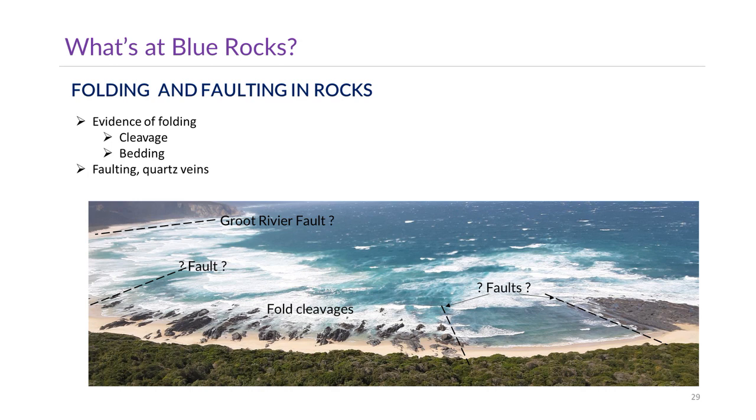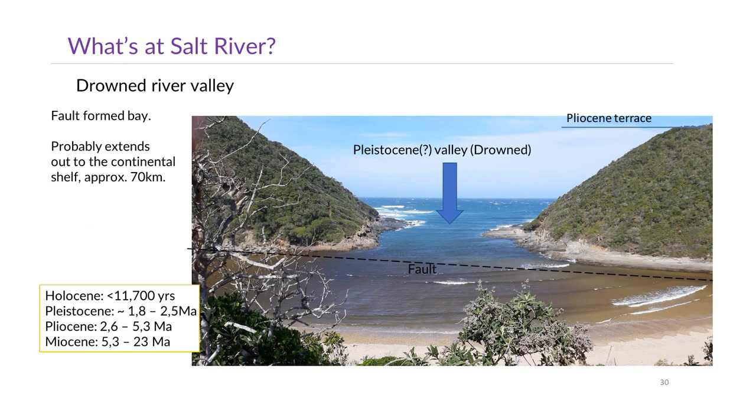And why do the rocks stop there and they don't go all the way along the beach? Or maybe there's another fault there. And then what's at Salt River? This really only came to me fairly recently, that in the Pleistocene, 2.5 million years ago, sea level was a lot lower. That's glacial times, to about 1.8 million.